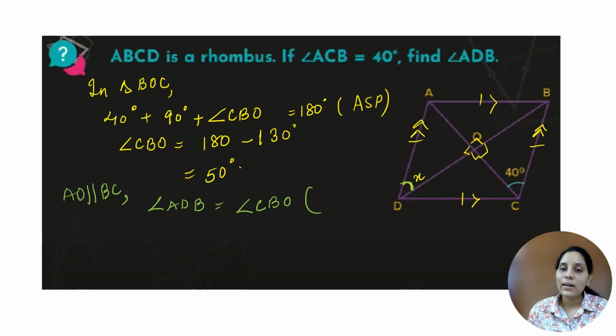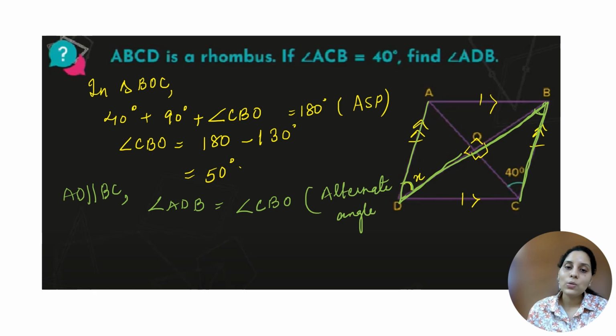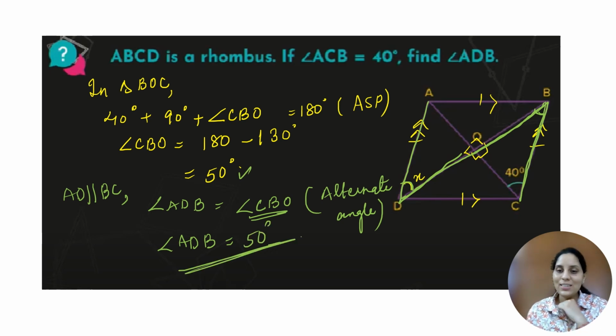This angle is equal to this angle because here we can clearly see that it is forming a Z. See, it is forming a Z. So Z is the shortcut for which angle? Alternate angles, which are always equal. So angle ADB is equal to CBO, which is 50, so angle ADB will also be 50 degrees. I hope this is clear. It is only properties. Please go and see the video. I'm sure you will be able to remember all the properties very easily.